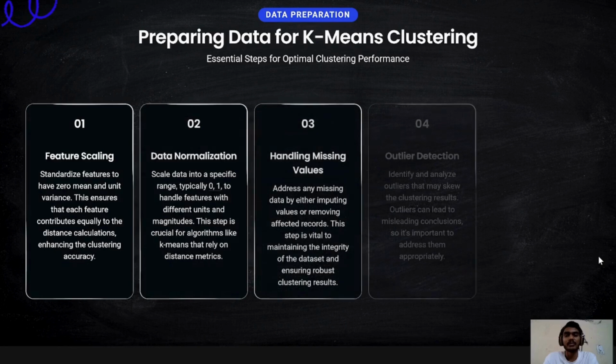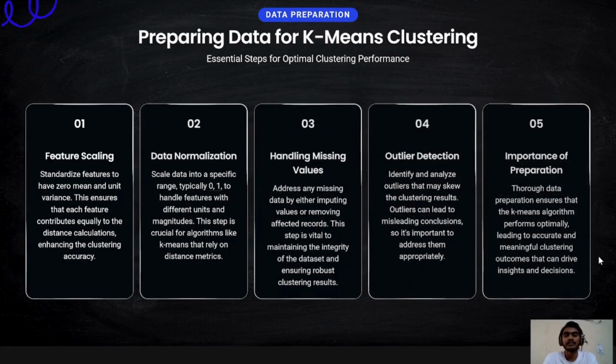Data preparation. Preparing data for K-means clustering. There are essential steps for optimal clustering performance. First, feature scaling. Standardize features to have zero mean and unit variance. This ensures that each feature contributes equally to the distance calculation, enhancing the clustering accuracy.